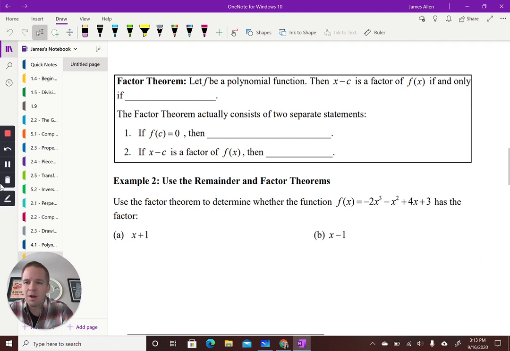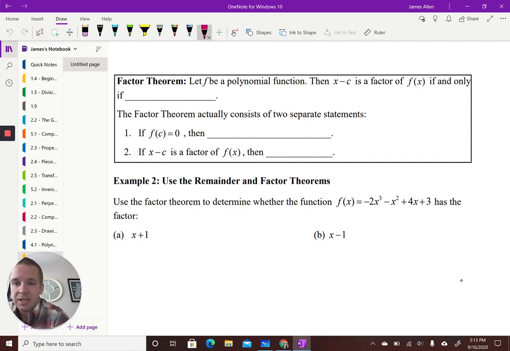Next up, we have our factor theorem. It says let f be a polynomial function, once again. Then x minus c is a factor of f of x if and only if f of c equals 0. Meaning if we do synthetic division or long division, we divide out x minus c and our remainder is 0. Or if we directly substitute c and we get 0 as our output. Any one of those would work. What we're saying is that f of c would have to equal 0.